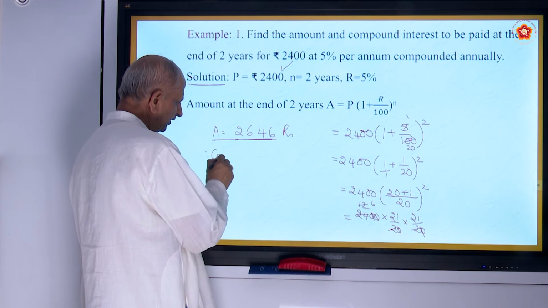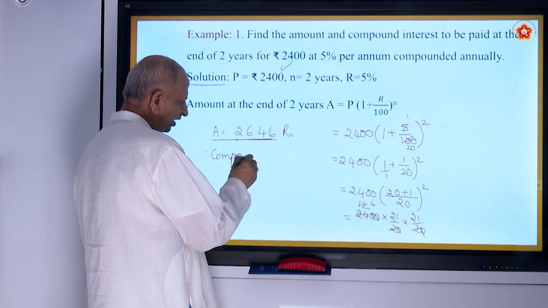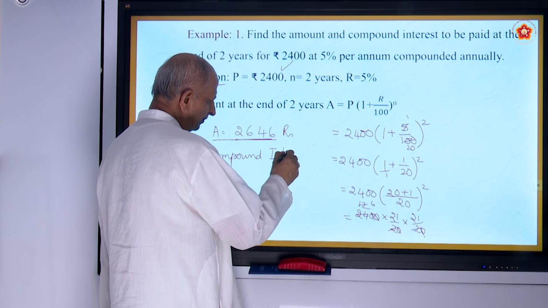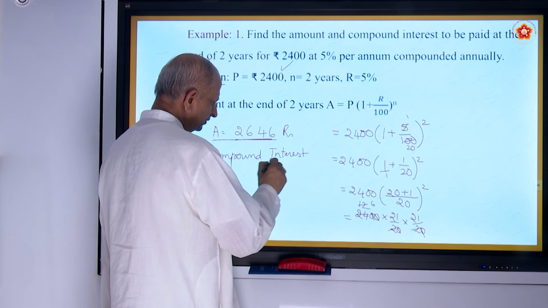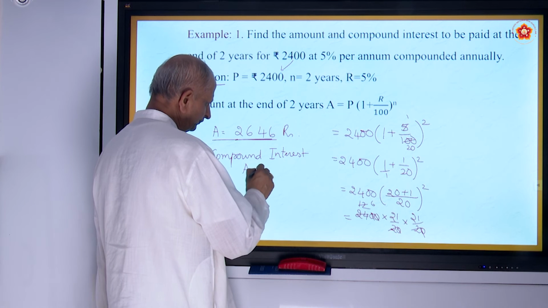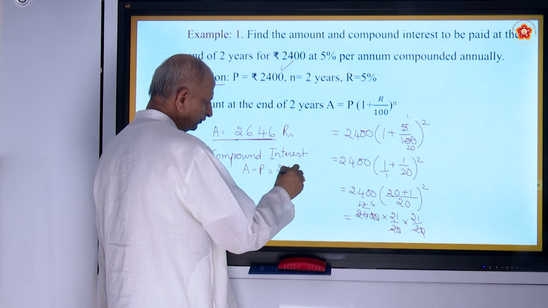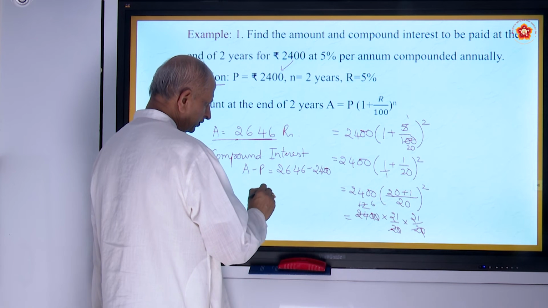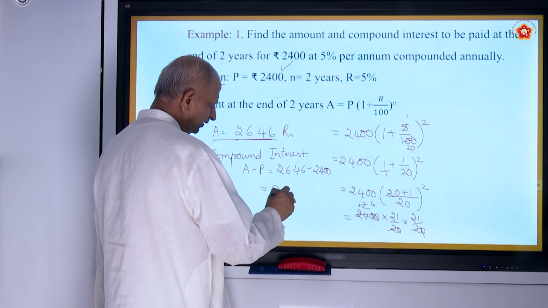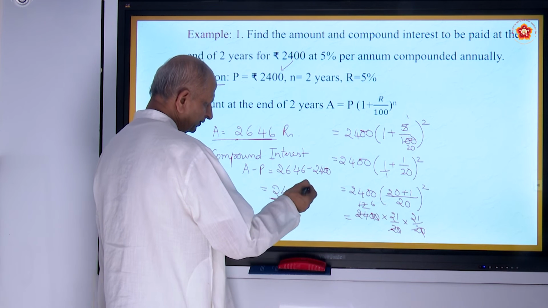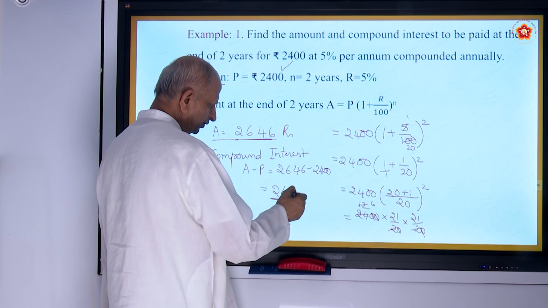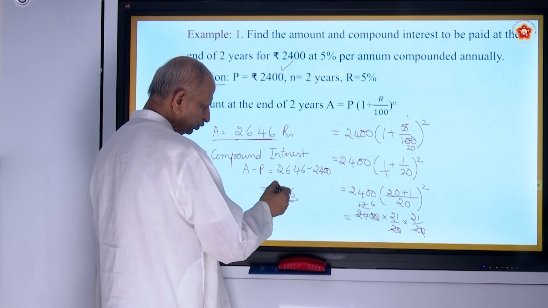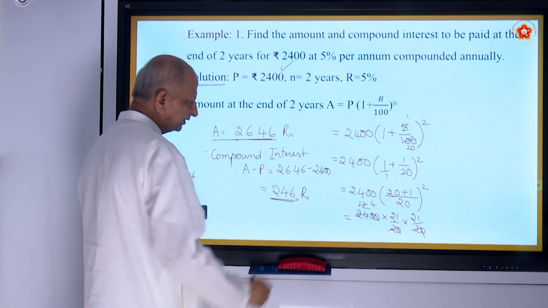Therefore, compound interest, shortly called CI. What is the formula for CI? Here, A minus P. What is A? 2646. What is P? 2400. That will be 2646 minus 2400. 6 minus 0 is 6. 4 minus 0 is 4. 6 minus 4 is 2. So that is the compound interest, 246.